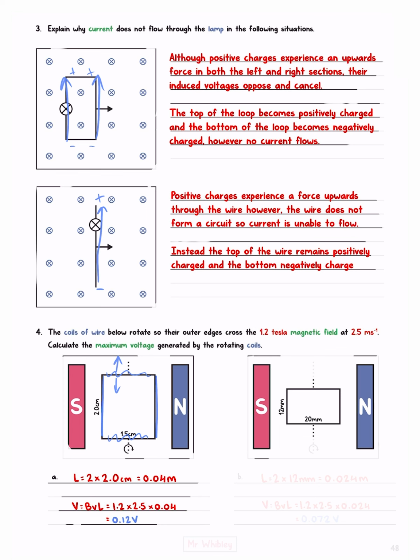In our next example, we have our south and north pole, our loop of wire, which is 12 millimeters by 20 millimeters. And once again, that's rotating clockwise. The direction that it's rotating in is irrelevant in this case. The magnitude of our voltage will be the same. As with our last question, it's only these 12 millimeter sections that contribute towards our coil voltage, and so our length is 2 times our 12 millimeters, which is 0.024 meters. Once again, using V equals BVL, knowing our field, our velocity, and our length gives us 0.072 volts.